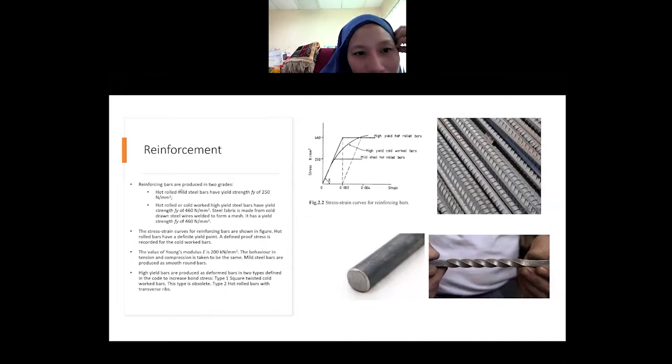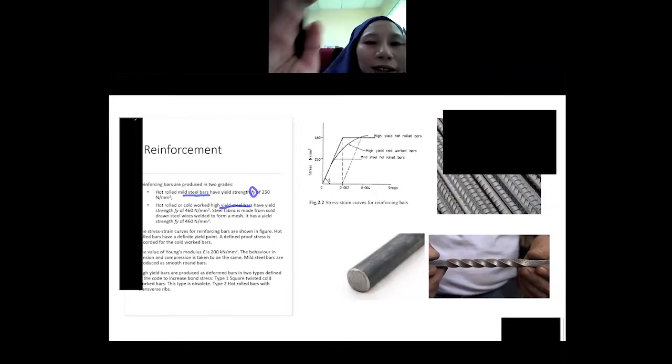One is mild steel. Okay, and another one is high yield steel. So for mild steel, terms that you have to know lah, this is the symbol for steel strength. Okay, so symbol for steel strength.